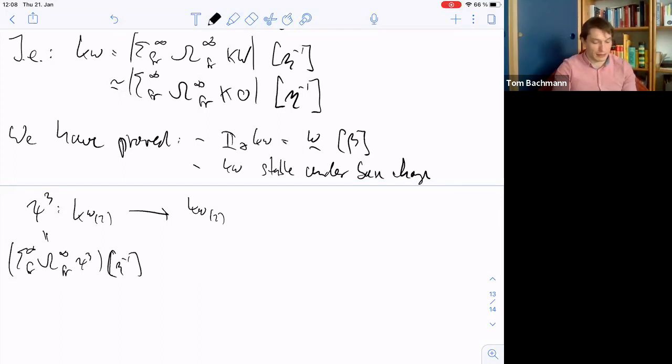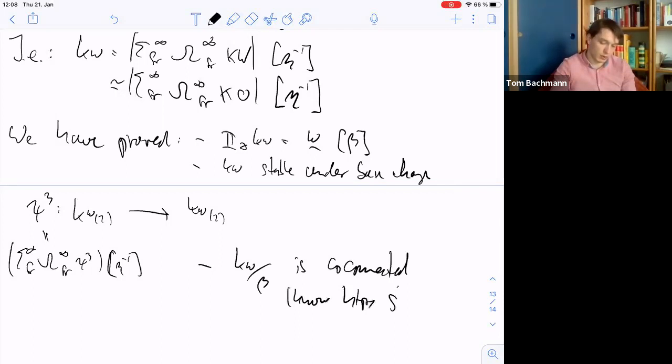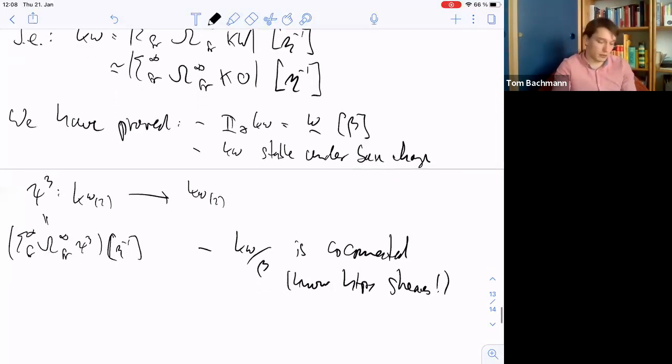And then the point is that kw modulo beta is co-connected, because you just know its homotopy groups. The co-connectivity you check on homotopy sheaves. And then you can use the usual argument to obtain phi.